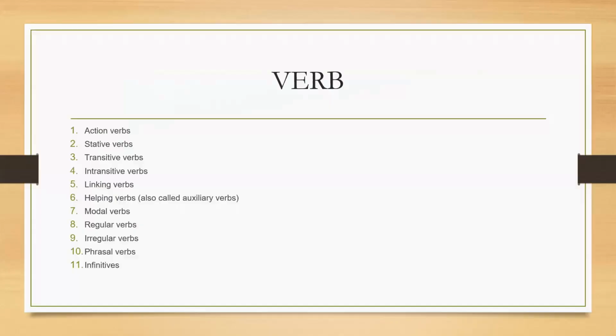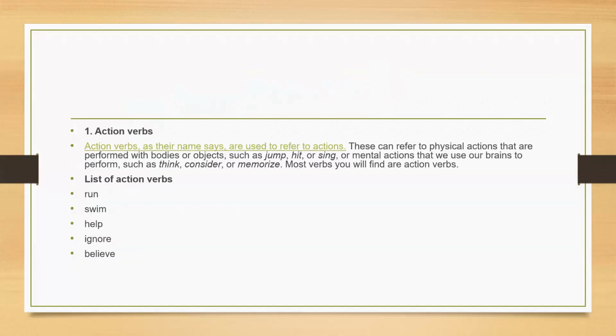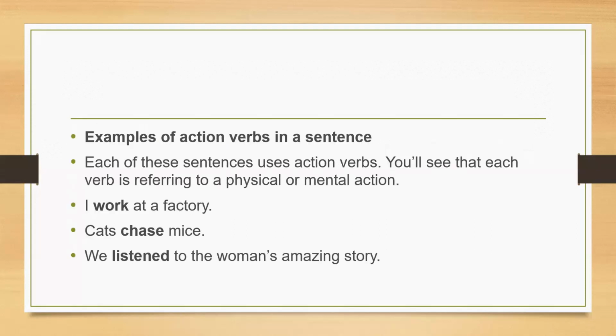So we already discussed these verbs in the class. We can classify verbs into action verbs, static verbs, transitive, intransitive, linking, helping, modal, regular, irregular, phrasal, and infinitives. So what are action verbs? Action verbs you can say are verbs which state some action, like run, scream, help, ignore, believe. All these verbs are denoting some kind of action. So these are action verbs.